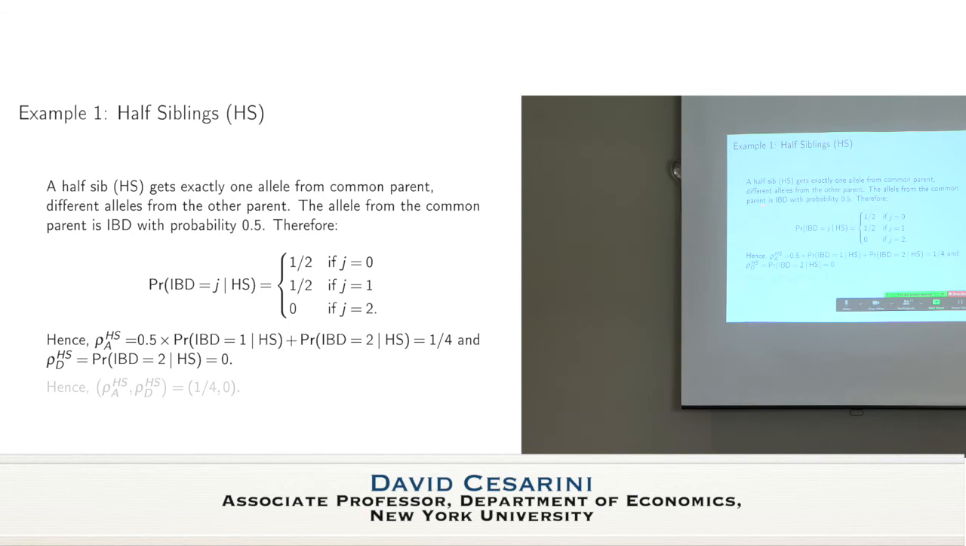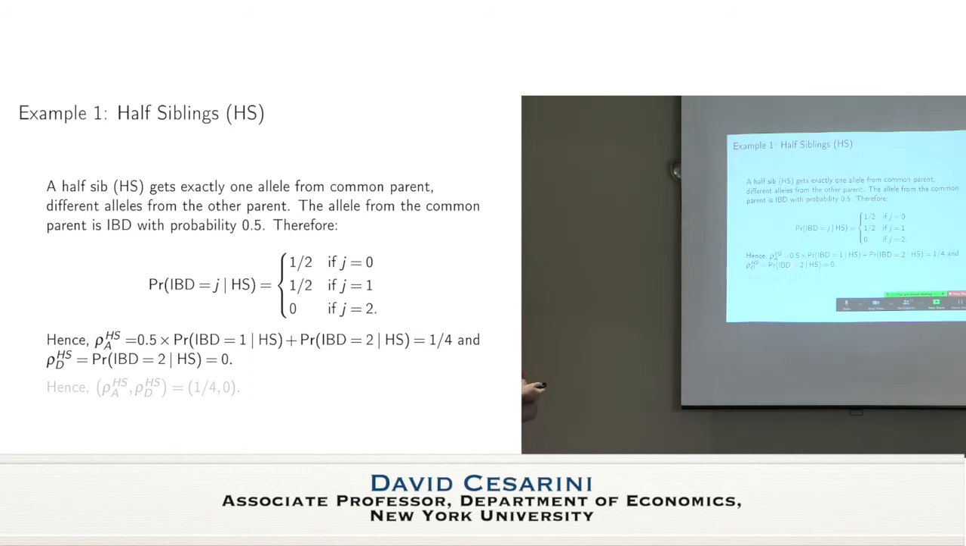So the allele from the common parent is IBD with probability of half. Therefore, with probability of half the IBD sharing is 0, and with probability half it's 1, and it's never 2, and that's important for the dominance calculation. So we can figure out what the additive part should be for half siblings, and it turns out to be a quarter. We can do the same for the dominance component, and it's equal to 0 because the half siblings never share 2 alleles IBD.